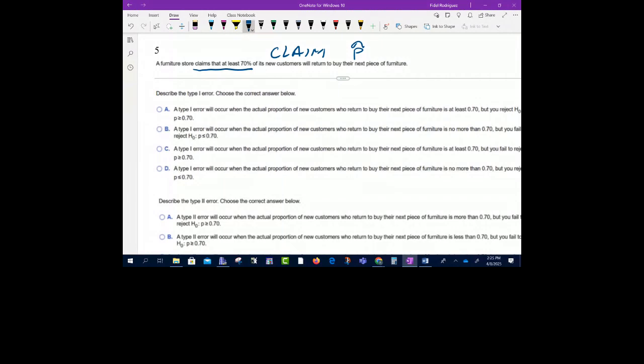Do you think at least 70% means 0.70 or more or less than 0.70? What do you think at least means? Think about that for a minute. 0.70 or more, right? So look, y'all, or more would be 0.70.